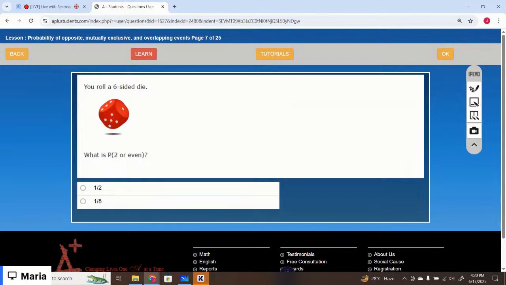You have a 6-sided die. What is the probability of blue or even? That is 1 by 2. Option number 1 is the correct option.